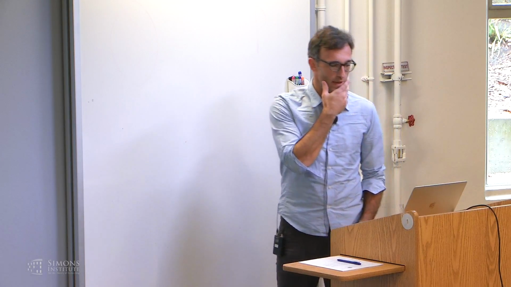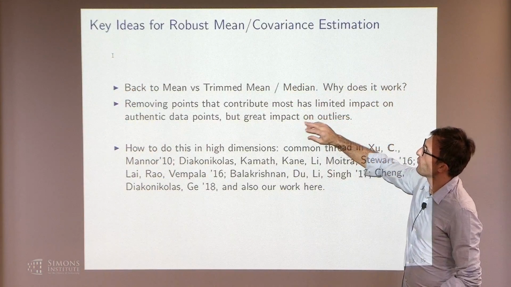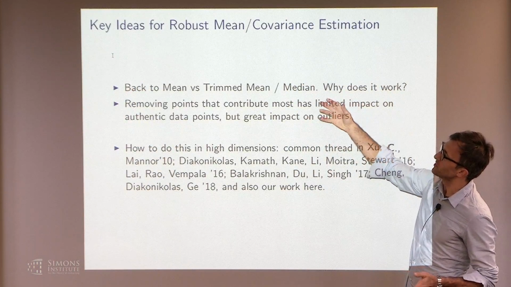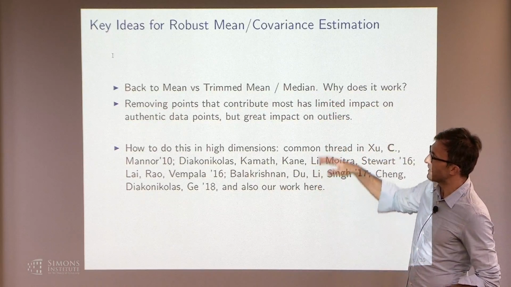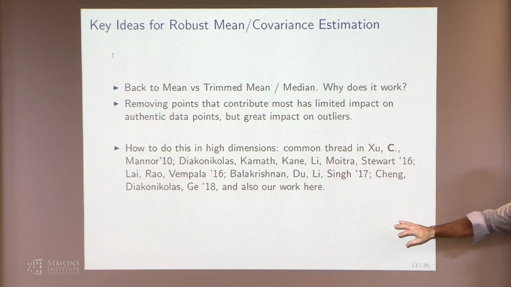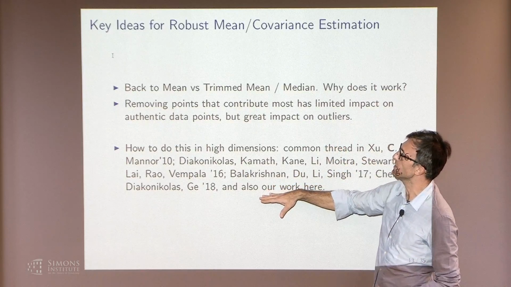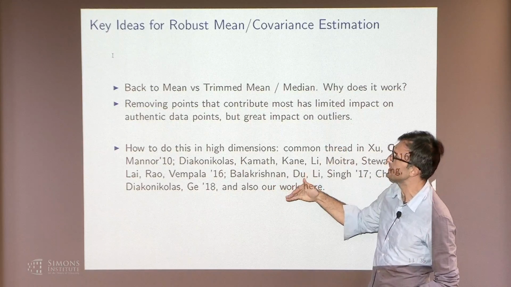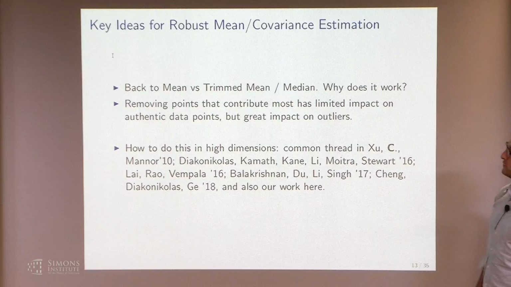So this concept of removing points that contribute most and then using only the remaining points is another key thread that links all of these papers together. They're done in slightly different ways, but this is one of the key ideas that makes mean estimation and covariance estimation possible, even when you have outliers. It's this simple idea that works for trimmed mean.